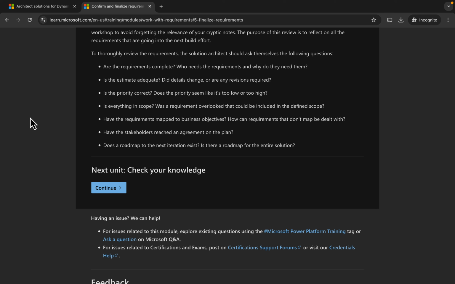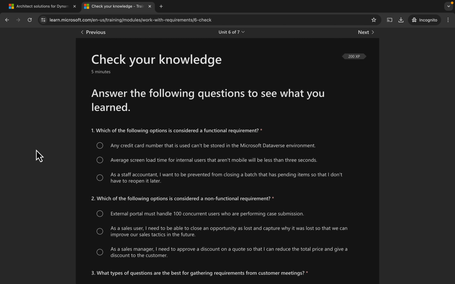Have the stakeholders reached an agreement on the plan? Does a roadmap to the next iteration exist? Is there a roadmap for the entire solution? Next unit, check your knowledge. Check your knowledge. Answer the following questions to see what you learned.